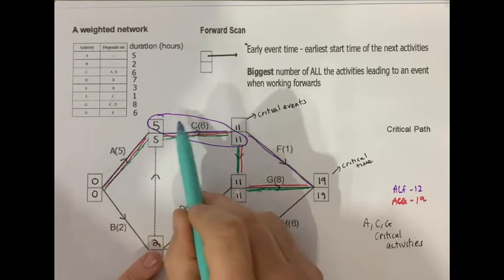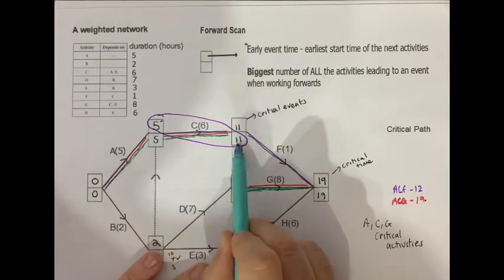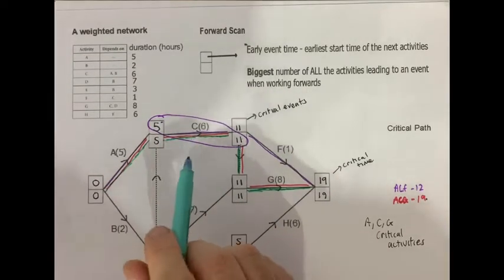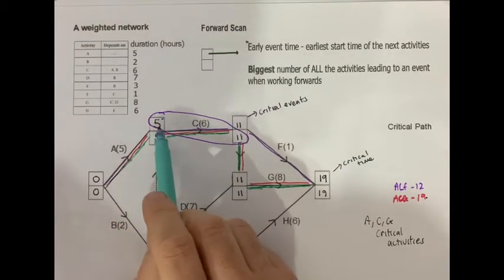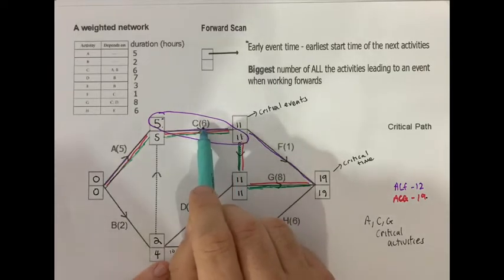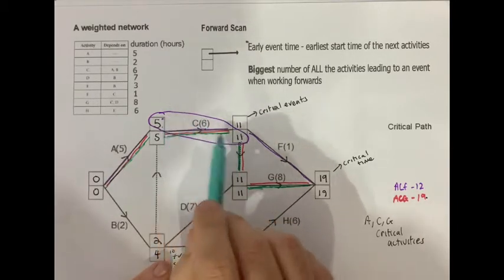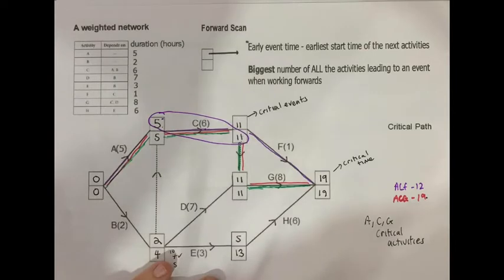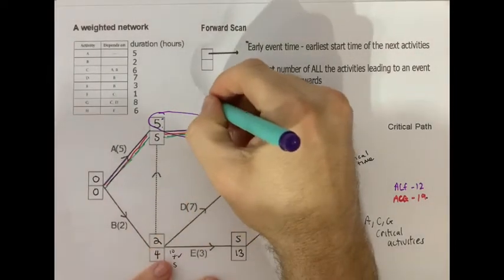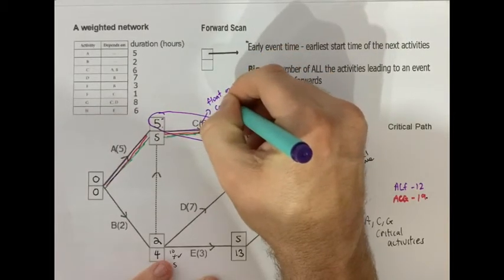These two numbers relate to C. This is its early time, so it can only start after 5. It must end by 11. So if you say in terms of days, from 5 to 11 gives you 6 days to play around with. C actually takes 6 days, which is why it's a critical activity, because you've got no spare time, no time to play around with it. And that time to play around with is called float. So C has a float of 0. It's a critical activity.